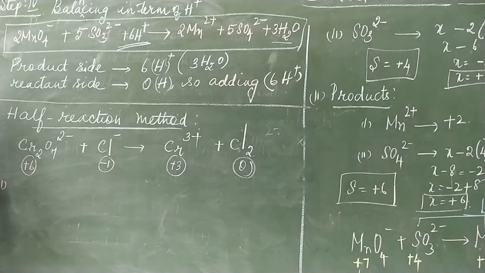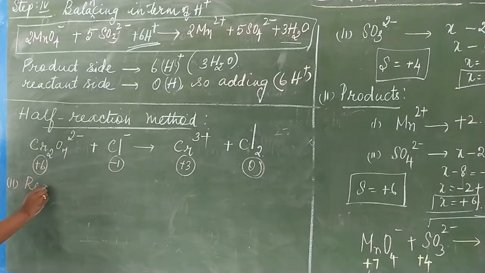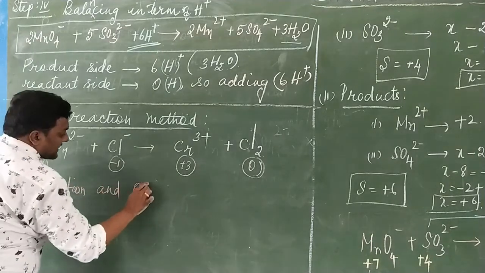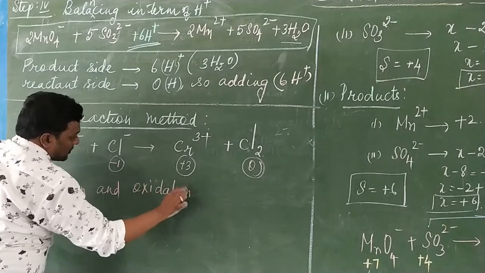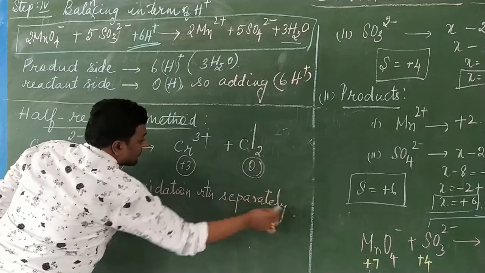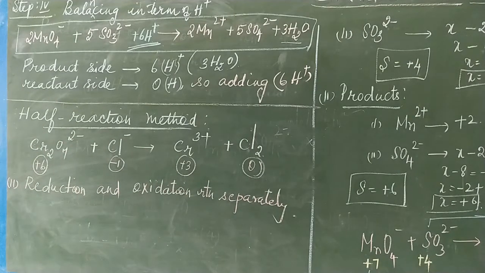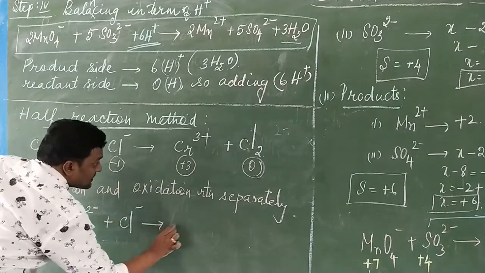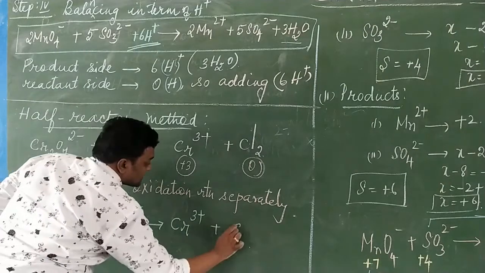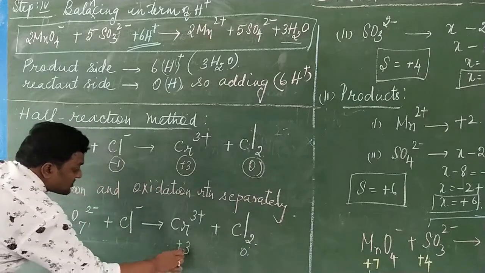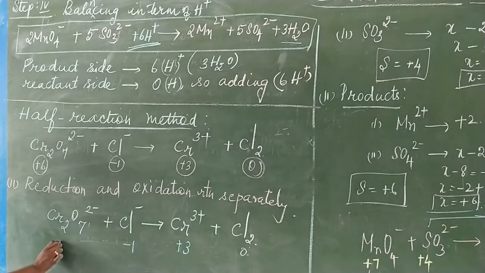Now coming to the second step. What is the second step? We have to write the reduction and oxidation reactions separately. First, what is the overall reaction we have? The overall reaction will be Cr2O7 2 minus plus Cl minus. It gives Cr3 plus Cl2. So here it is 0 oxidation state, here it is plus 3 oxidation state, here it is minus 1 oxidation state, here it is plus 6 oxidation state.